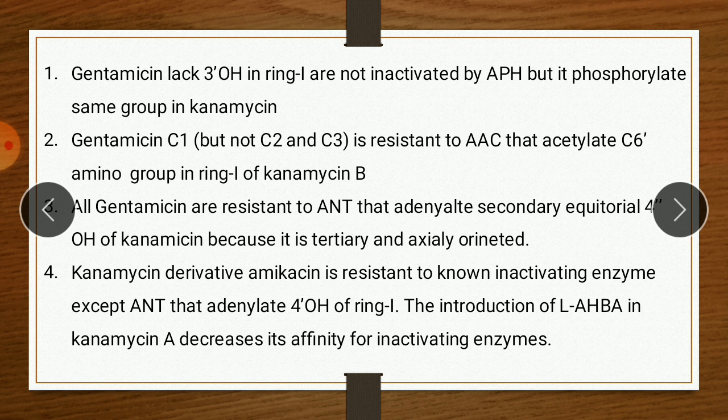Next point, the kanamycin derivative amikacin, which is a new drug resistant to known inactivating enzymes except ANT that adenylates the 4' hydroxyl group of ring 1. The introduction of L-amino hydroxybutyric acid, AHBA, in kanamycin A decreases its affinity for inactivating enzymes. In case of SAR, we already discussed this point. Amikacin is formed by acylation of kanamycin A with this AHBA, and it gives the drug amikacin, which shows more resistance against these enzymes.